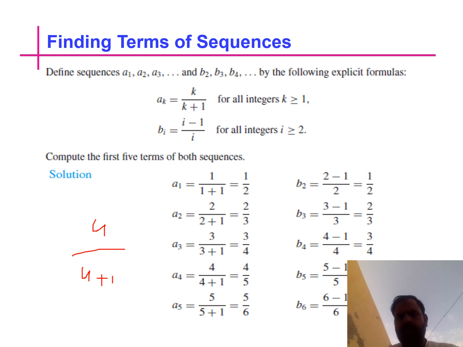And the same scenario for this sequence BI, we can find the second term B2, because we have a condition for I which is greater or equal to 2. So we start from 2. We put the value of I as 2. This is 2 minus 1 by 2, which is equal to 1 by 2. And if we put I is equal to 3, so B3 is the third term, 3 minus 1 over 3. So this is 2 by 3. Similarly, we can find the 5 terms of this sequence B.